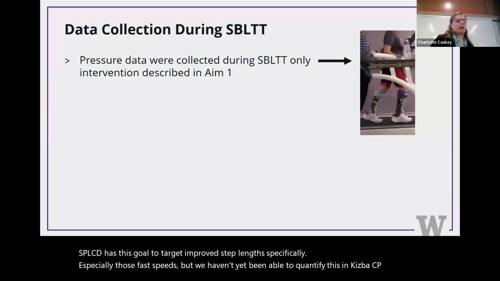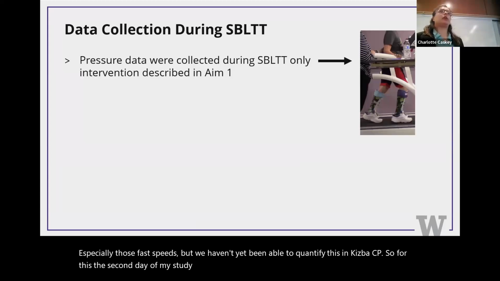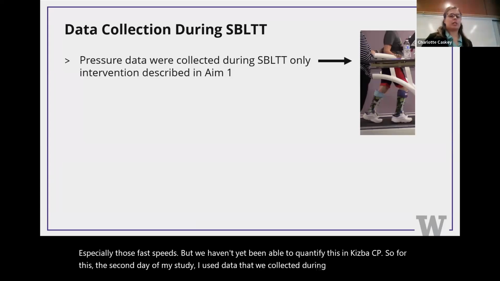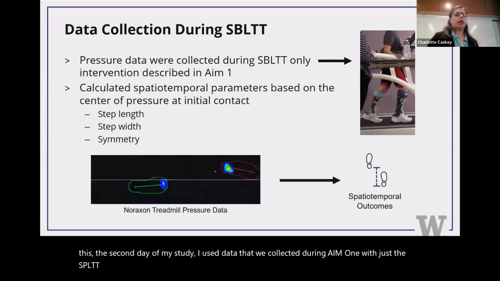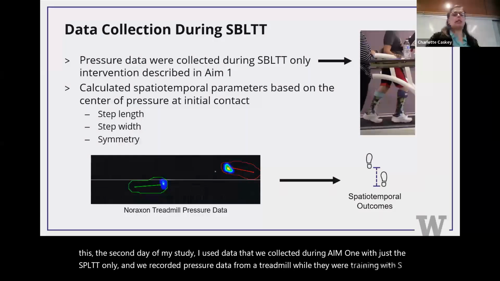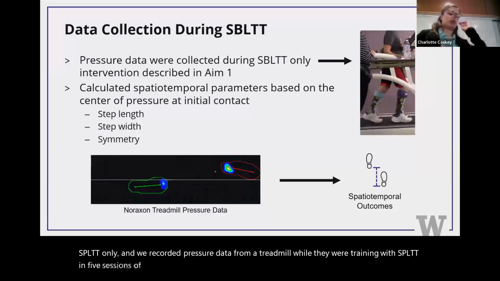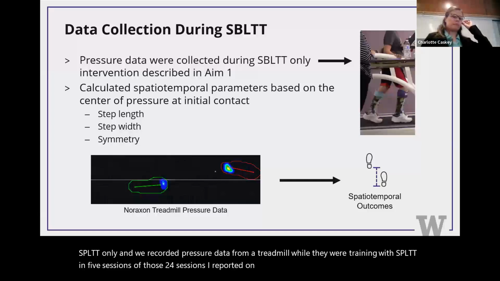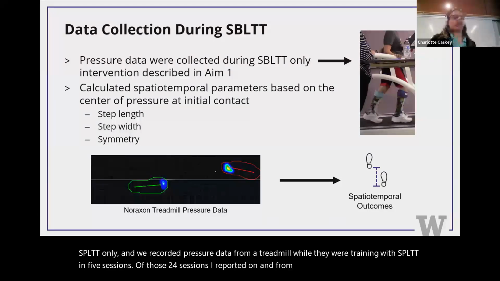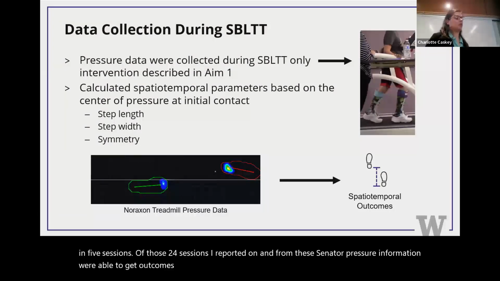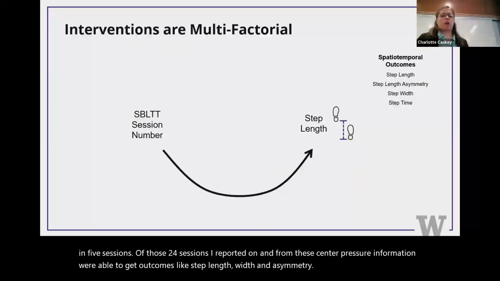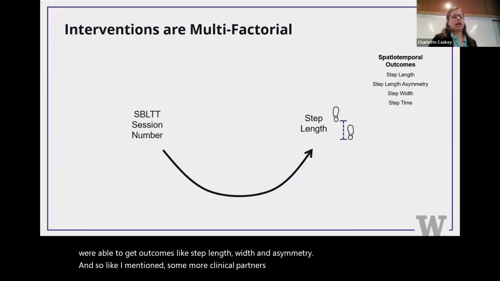So for the second aim of my study, I used data that we collected during aim 1 with just the SPLTT only, and we recorded pressure data from a treadmill while they were training with SPLTT in 5 sessions of those 24 sessions I reported on. And from these center of pressure information, we're able to get outcomes like step length, width, and asymmetry. And so, like I mentioned, some of our clinical partners are interested in understanding how SPLTT affects step length.